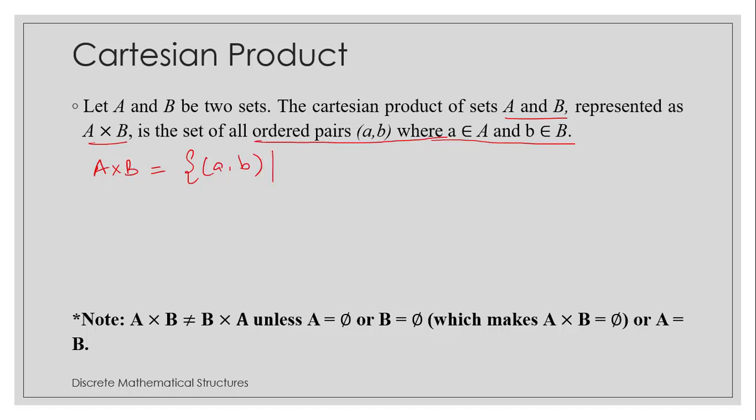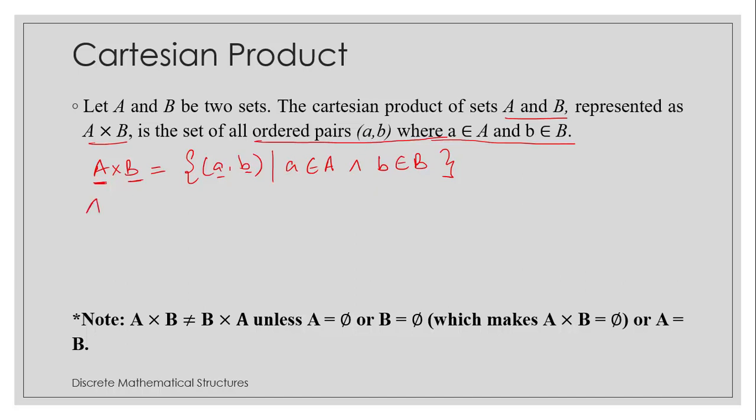A cross B is equal to the set containing (a, b) such that a belongs to set A and b belongs to set B. The first element of the ordered pair will belong to the first set, and the second element of the ordered pair will belong to the second set.